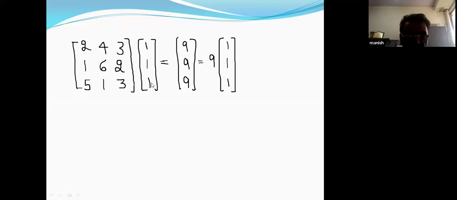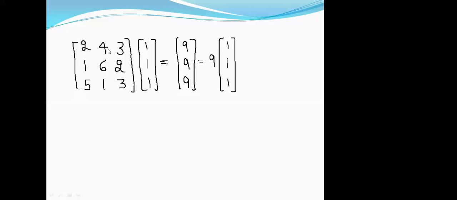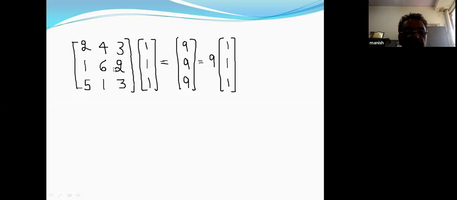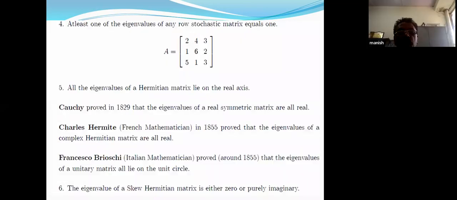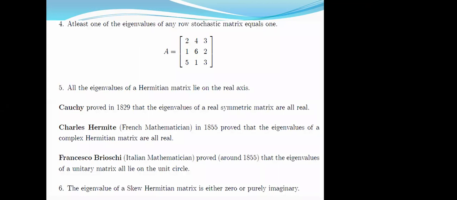Why? Because the sum here is 2 plus 4 plus 3, 9, and 6 plus 2 plus 1, 9, 5 plus 1 plus 3, 9. So this is an eigenvector. Because this multiplication is equal to (9, 9, 9), and taking 9 outside, this is an eigenvector. So for a row stochastic matrix, one eigenvalue is 1, and this is a well-known result.